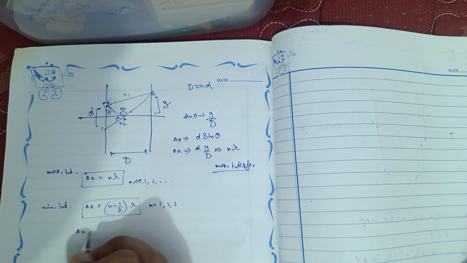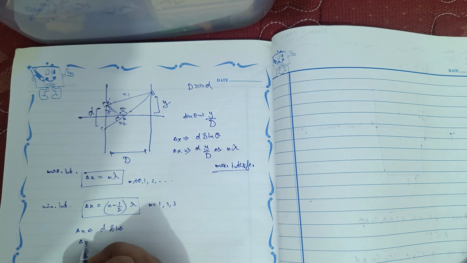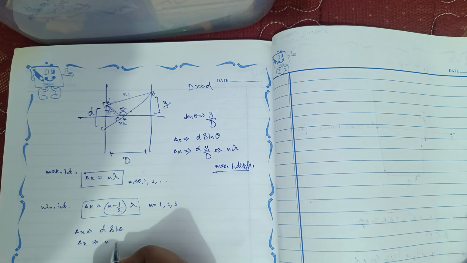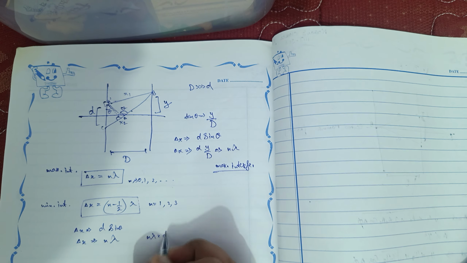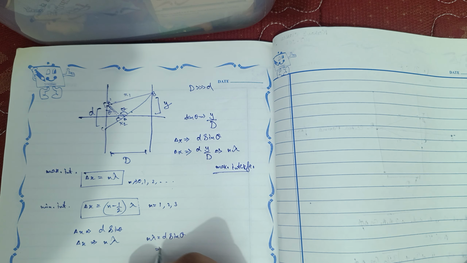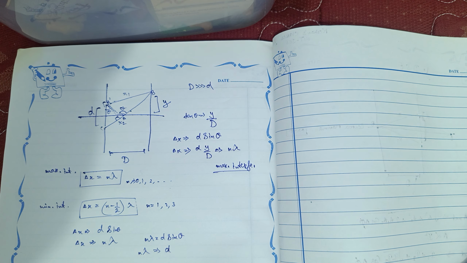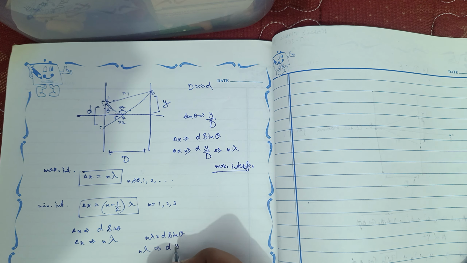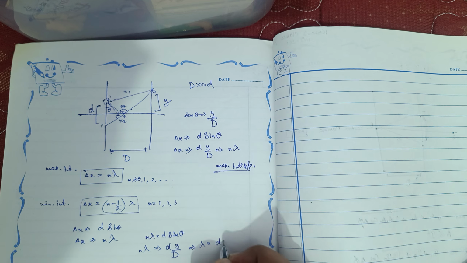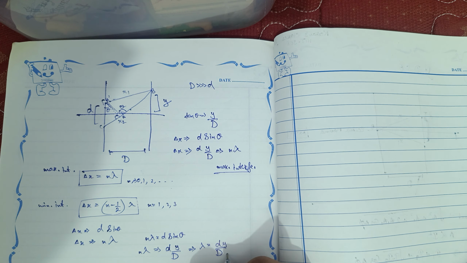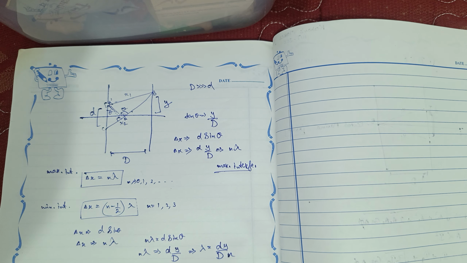From here we can say delta x equals d sine theta, and delta x equals n lambda. So if you solve the questions, you can write n lambda equals d sine theta, which equals d y by D, and lambda equals d y by D n. So this you can use for question practice.